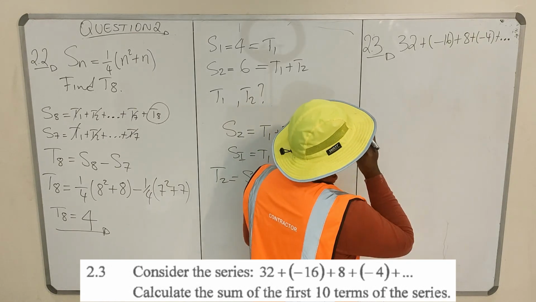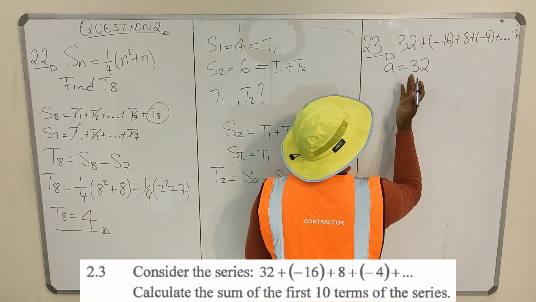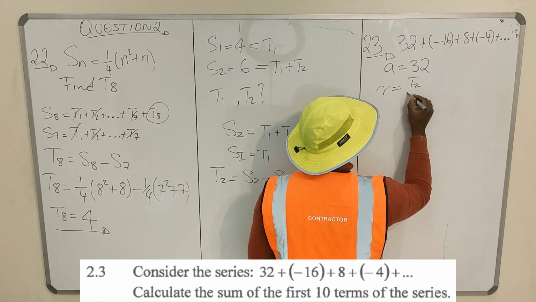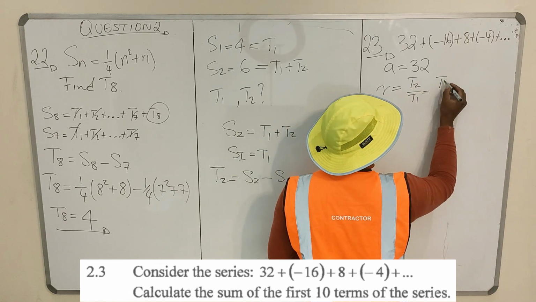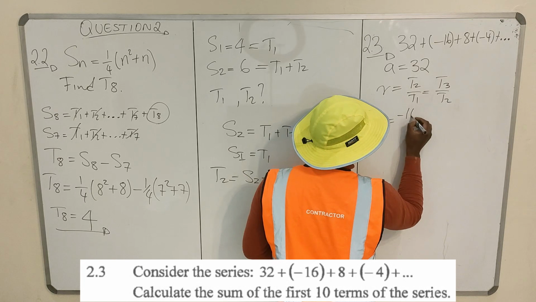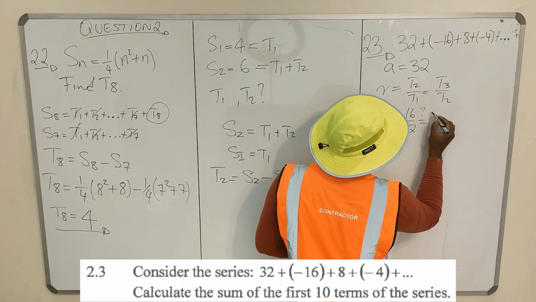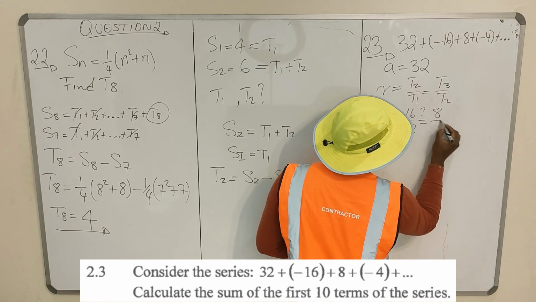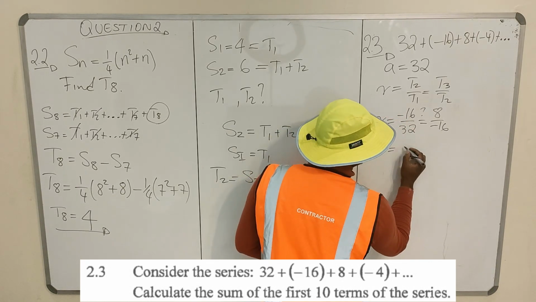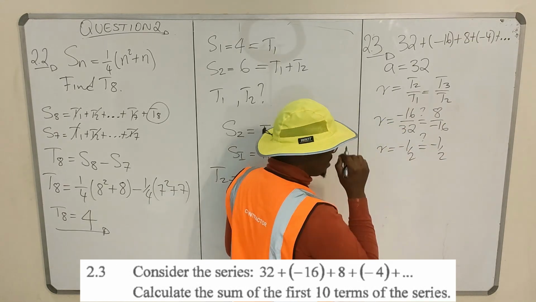Our A on the series is 32, right? It looks like a geometric series. If it's a geometric series, T2 divided by T1 should be equal to T3 over T2. So our R is minus 16 over 32, which is equal to 8 over minus 16. So our R here is equal to minus 1 over 2. So this is a geometric series.